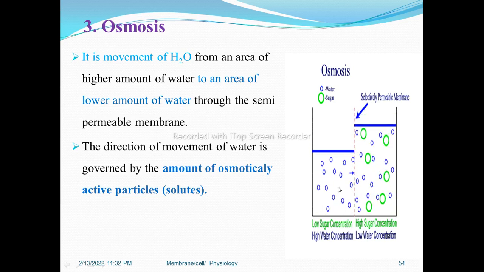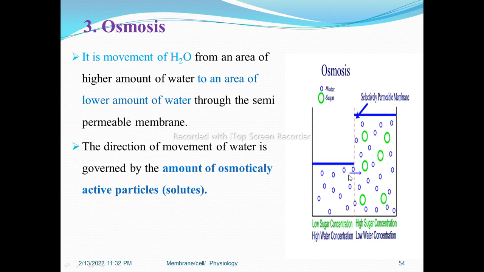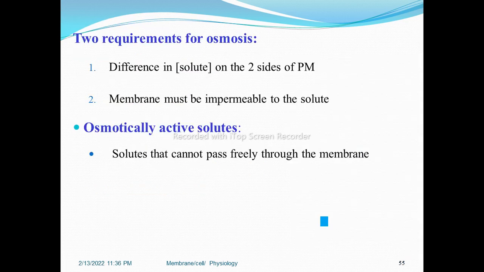So this is an important example of osmosis. Osmosis depends on two things. The one is a difference in solute on the two sides of the plasma membrane. The other is that the membrane must be impermeable to the solute. These two things are very important requirements. I will show you. Osmotically active solutes means solutes that cannot pass freely through the membrane. So the membrane must be impermeable to the solute.